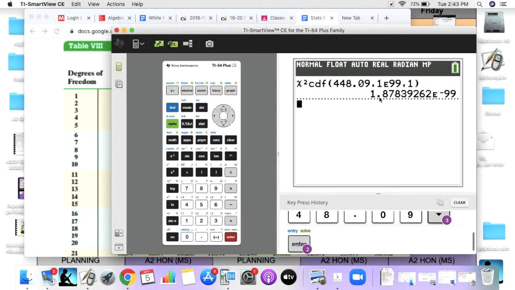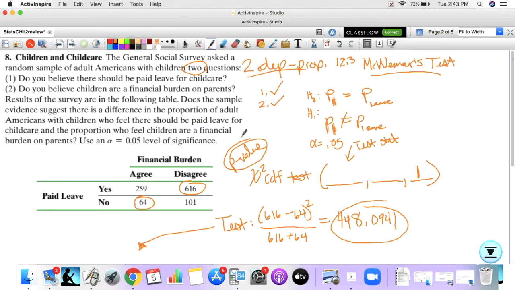Now, if you look, we have 1.8, but I do want to bring your attention to the fact that it says E negative 99, because what that means is you technically have 98 zeros in front of this. So this is pretty close to 0. We're going to assume that our p-value here, when we go back into our problem, is pretty much 0. You can write 0 four times after a decimal point to show me that you understand that even though there are 98 zeros, you're not going to write them all. That would be crazy.